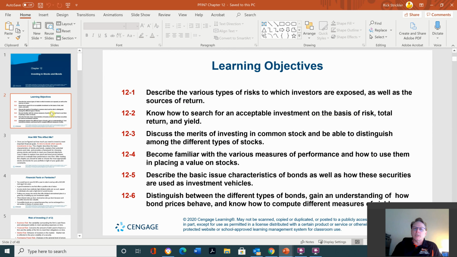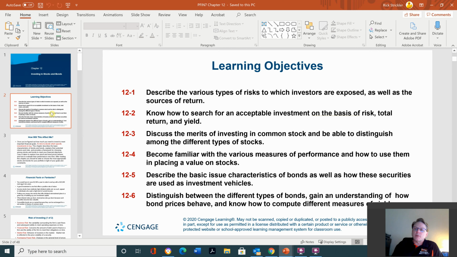Let's see, learning objectives. Describe various types of risks to which investors are exposed, as well as the source of return. Know how to search for an acceptable investment on the basis of risk, total return, and yield. Discuss the merits of investing in common stock and be able to distinguish among the different types of stocks. Become familiar with the various measures of performance and how to use them in the valuation of stocks.